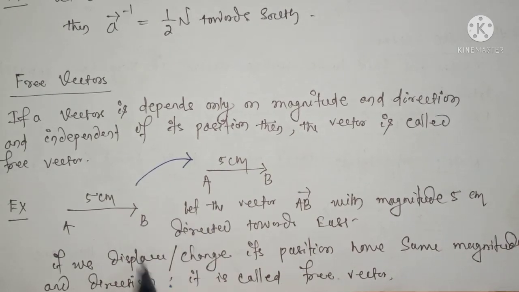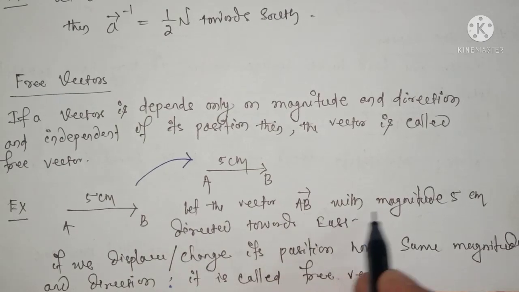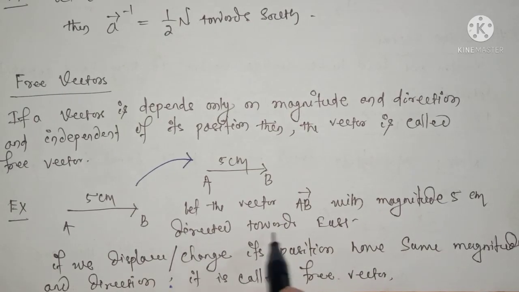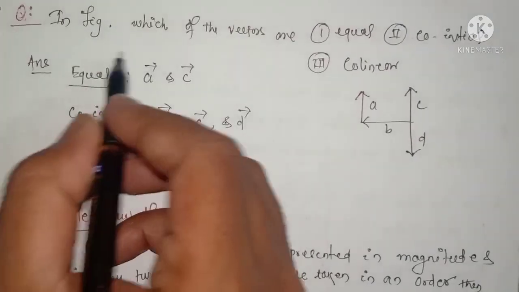Here I have written: let the vector AB have a magnitude of 5 centimeter directed towards east. If we change its position, then we will get the same magnitude and the same direction. Okay, so here I have done some examples.